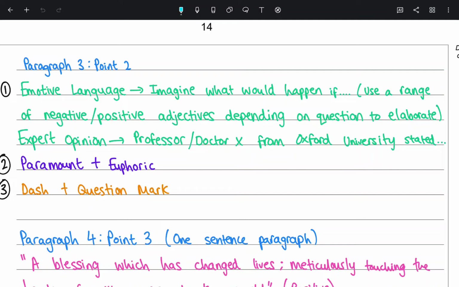Okay, so remember, obviously you will adapt and you'll expand on each point, but these are things that need to form the base of your answer for each paragraph.